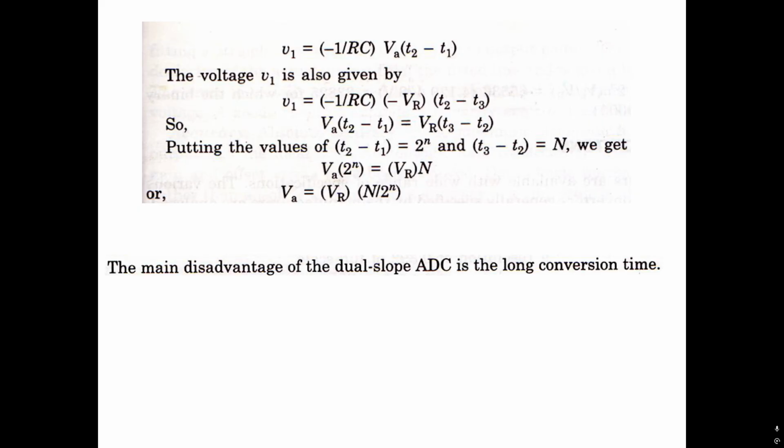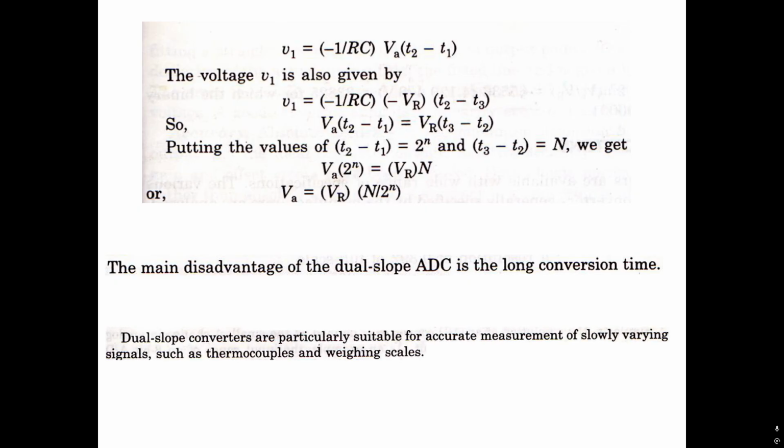The main disadvantage of the dual slope analog to digital converter is the long conversion time. Dual slope converters are particularly suitable for accurate measurement of slowly varying signals such as thermocouples and weighing scales.